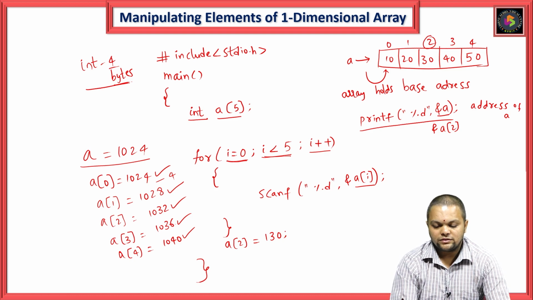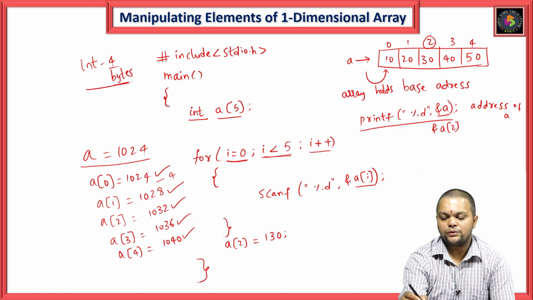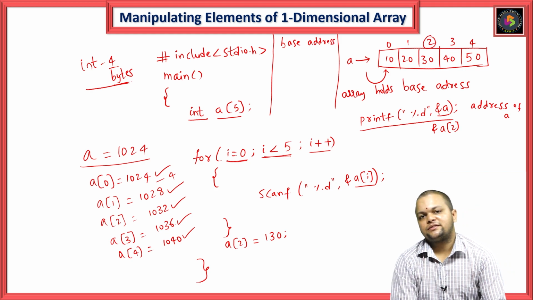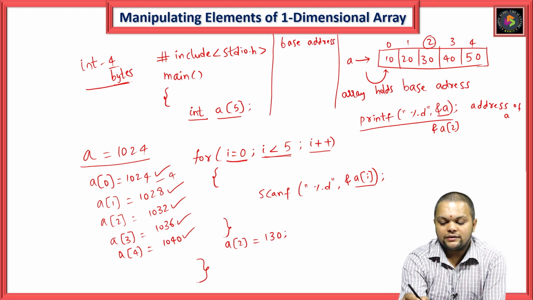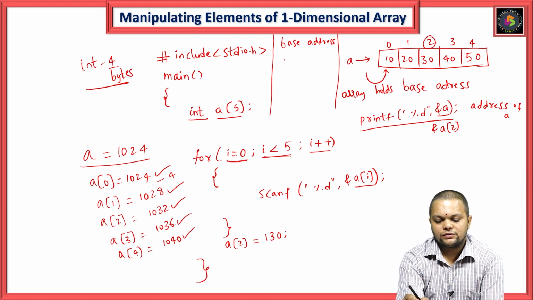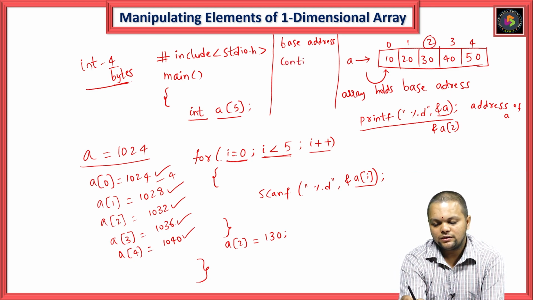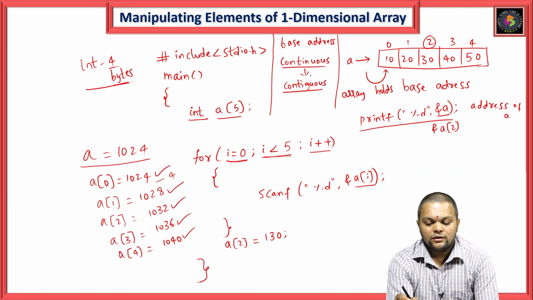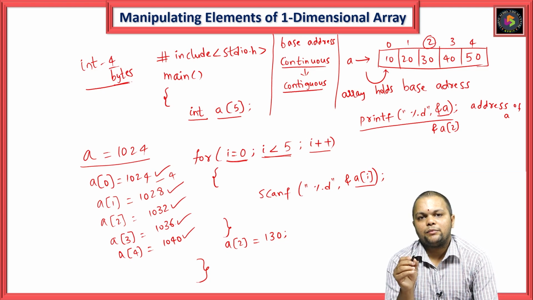There are two main points in this. First thing, array will hold which type of address? Array will hold an address which is called the base address. And the next thing, array is having which type of memory allocation? You can directly say it as continuous, or you can give the name contiguous. Both the things. So, this is your single dimensional array.